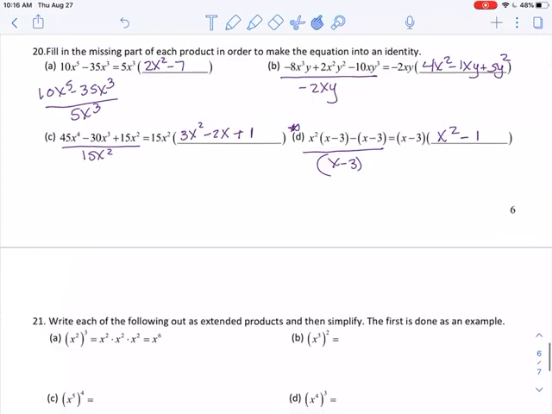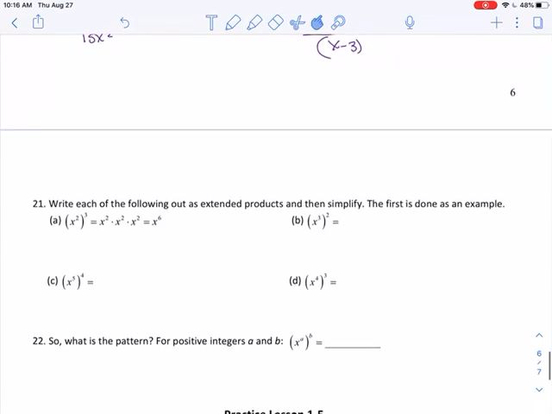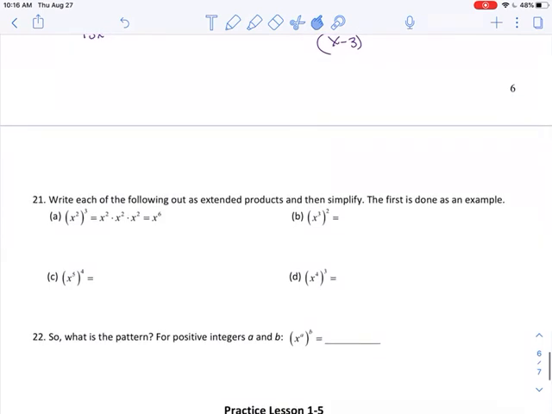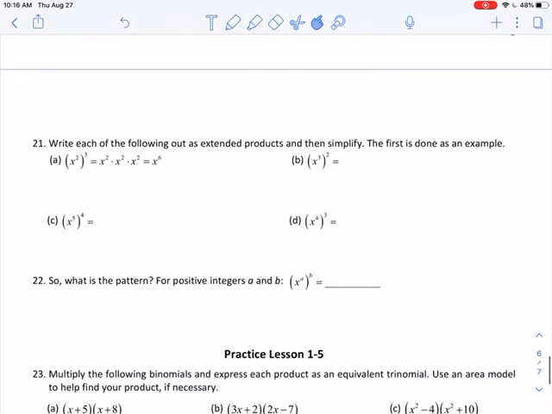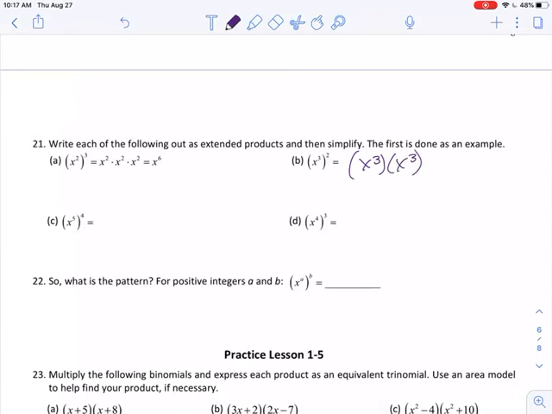So number 21. Write each of the following out as extended products and then simplify. This first is done as an example. So x squared to the third power really means x squared times x squared times x squared, which is x to the 6th. See the 2, 2, and 2, I'm adding those all up. So x to the third squared really means just x to the third times x to the third, which equals x to the 6th.